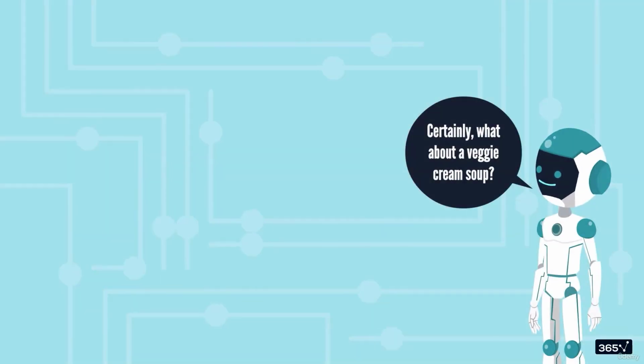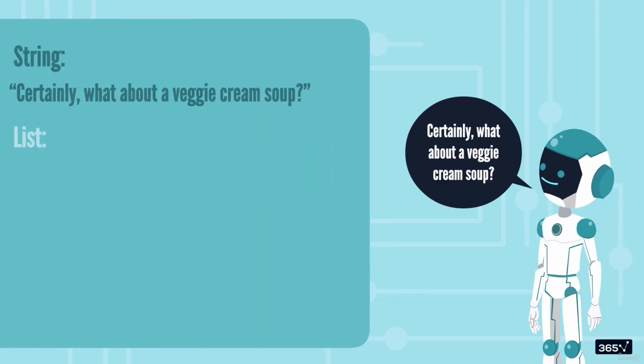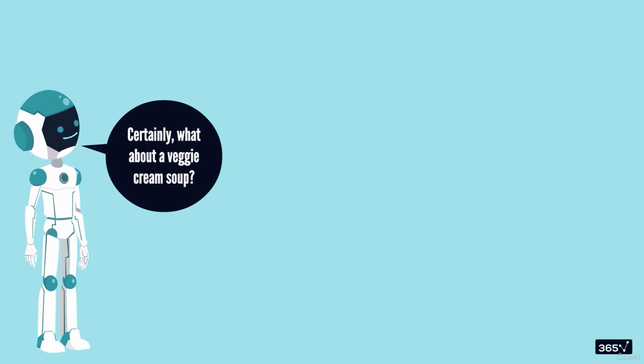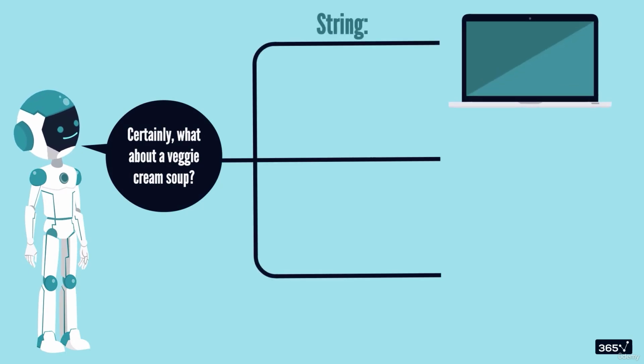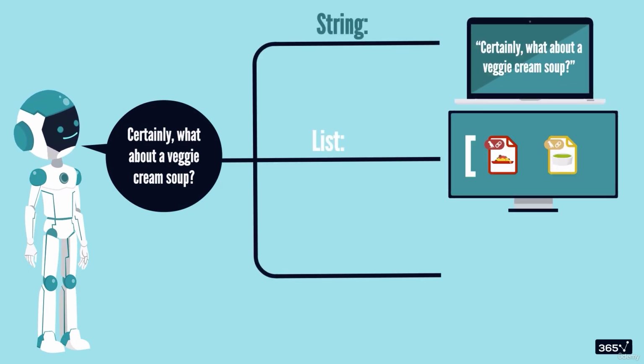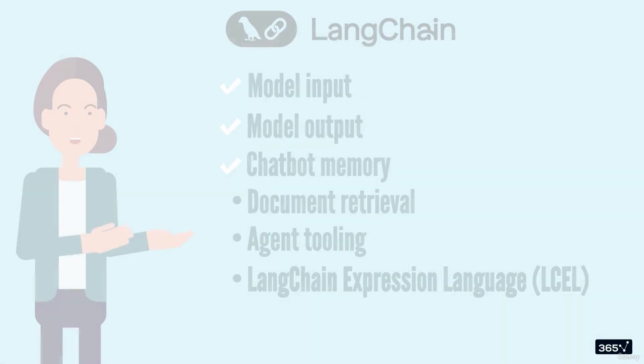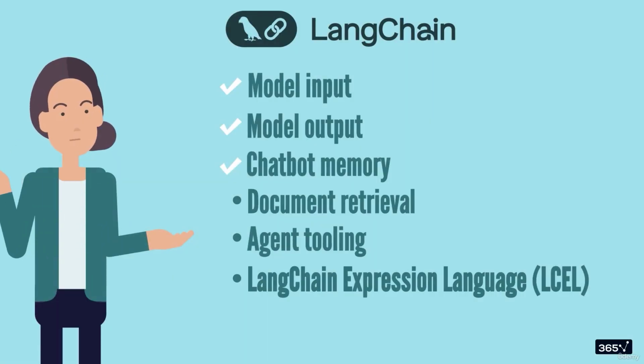More specifically, we'll show how to convert an LLM response into various output formats, such as a string, a list, or a datetime object. This proves helpful when you need to feed the response from an LLM into a tool or application that requires a type-specific input.